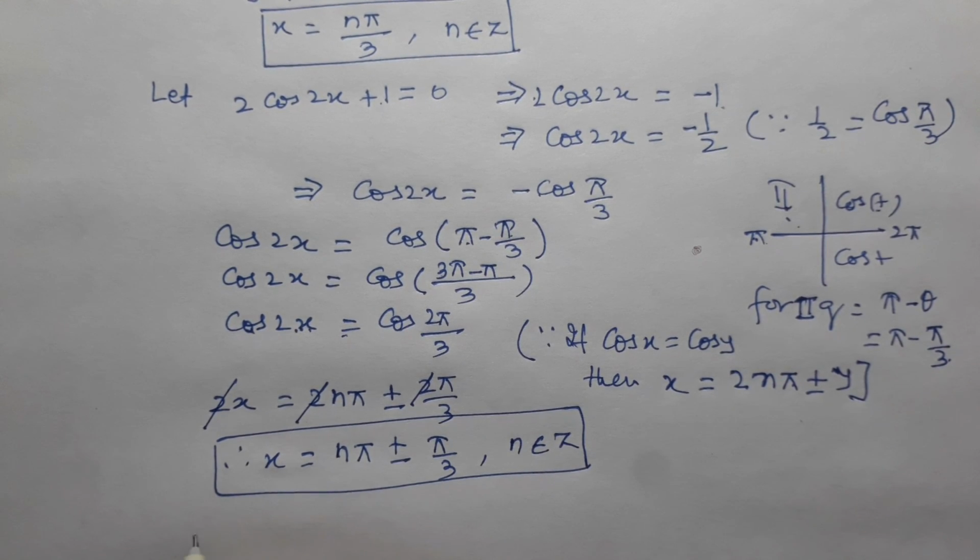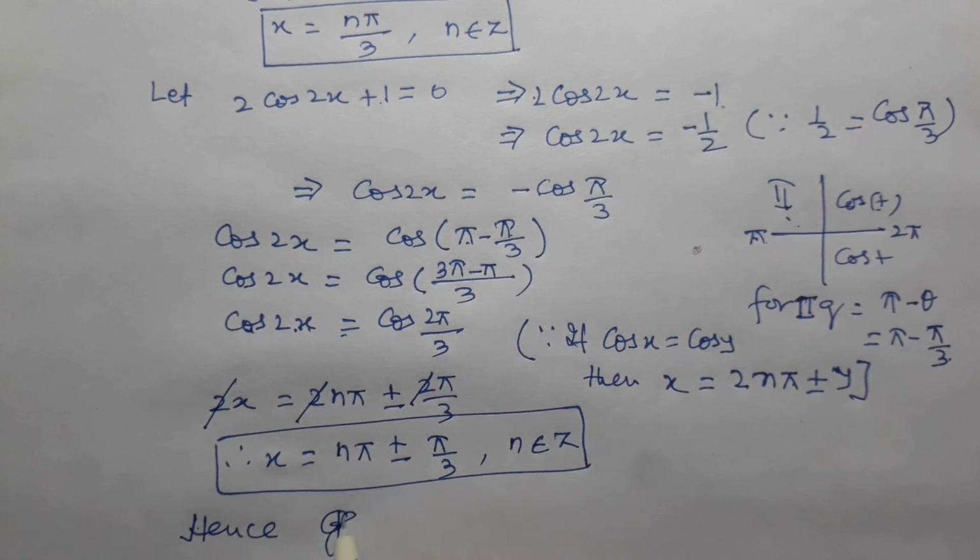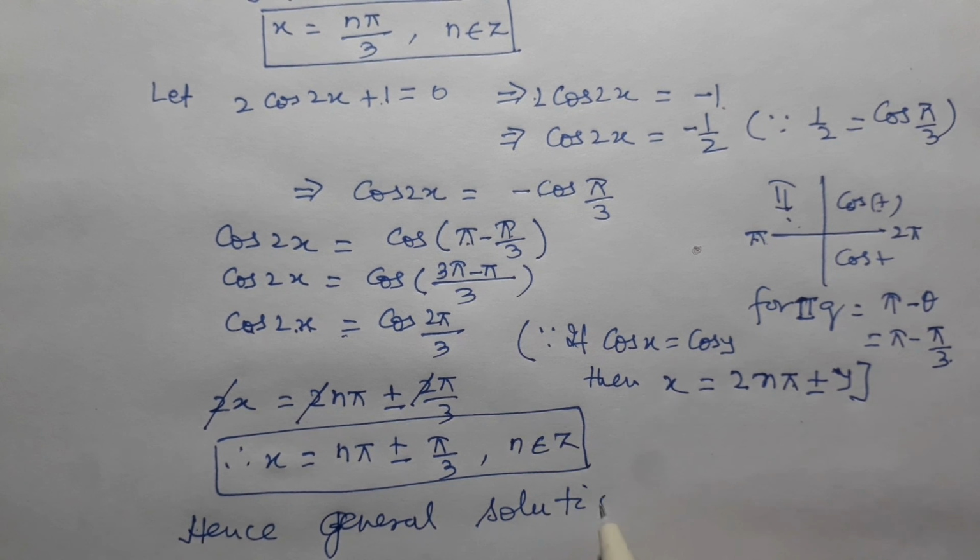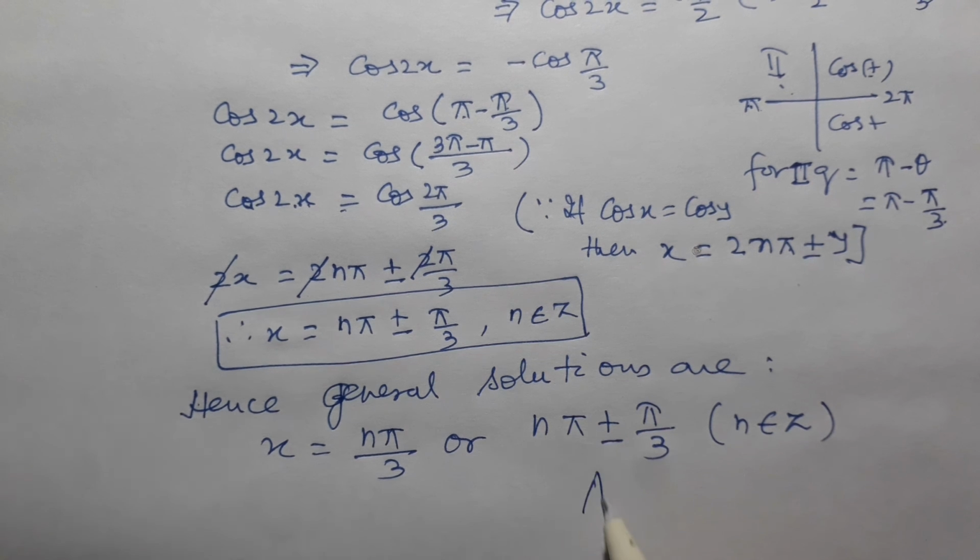Hence, the general solutions are x is equal to n pi by 3 or n pi plus or minus pi by 3, where n belongs to Z. This is our answer.